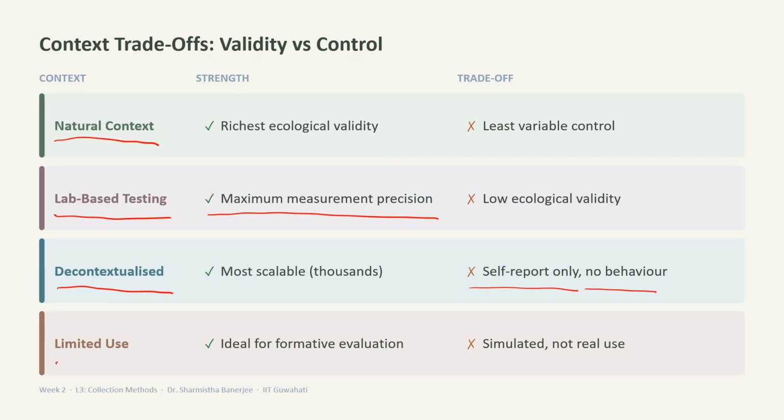Then comes the last context, which is the limited use context, where we are creating a simulation or a prototype and testing it. The best advantage of this particular method is in the formative evaluation process. So during the entire design process, I can keep doing this prototype simulation based testing, and I can identify the problems early on and bring in design modifications.